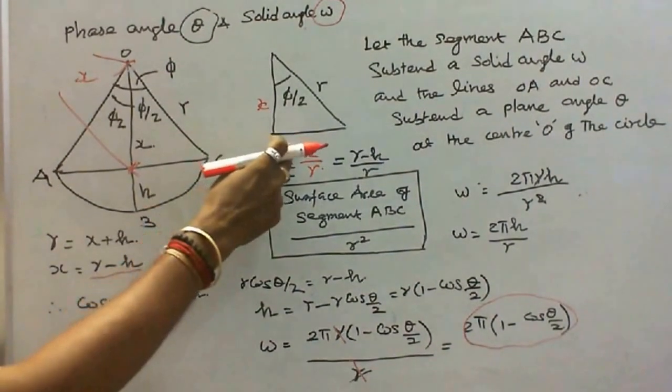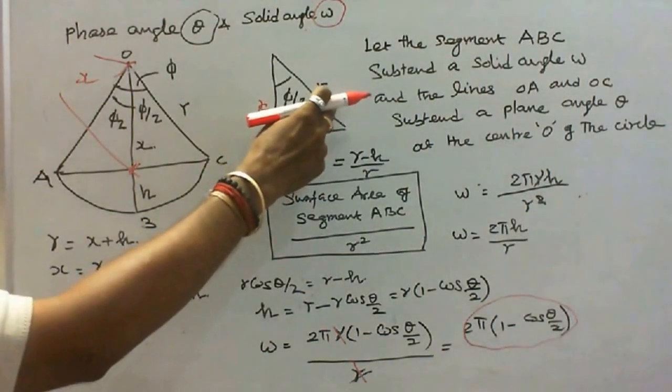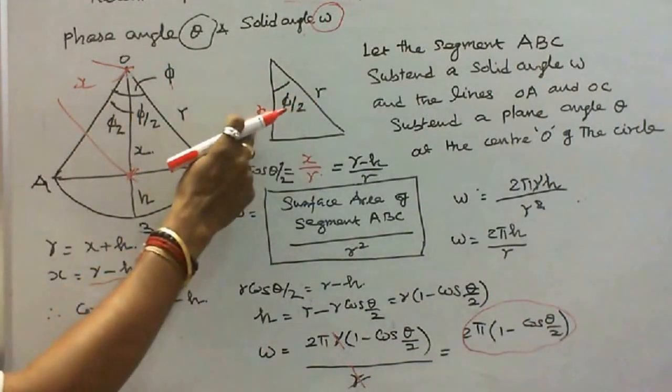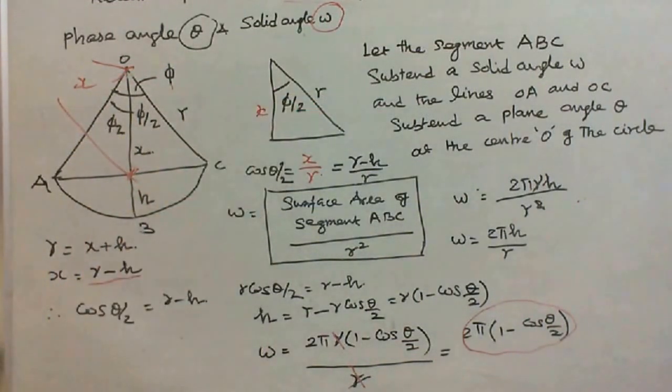Now I draw this diagram. This is radius r, this is x, this diagram. R, x, this is theta by 2.